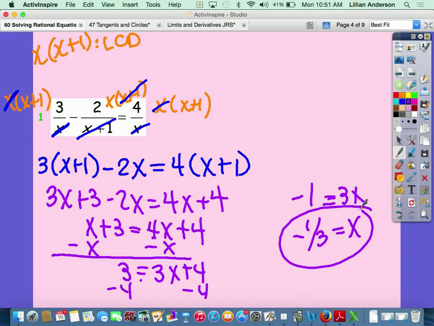The last thing we have to do is check for extraneous solutions. That means plug in this value for every x and make sure that the left side equals the right side. I want you guys to do that right now. I want you to do the check.